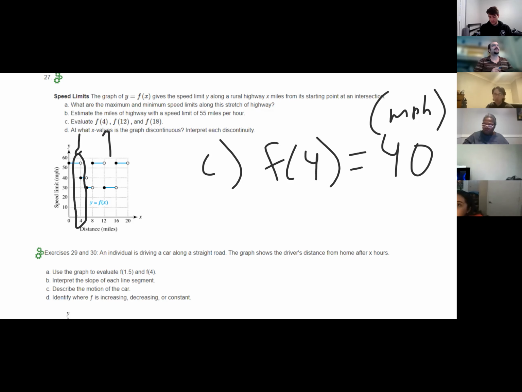So it looks like we have a 20-mile road or something here that's going on. And what is this telling me? Like 4 miles down the road, my speed limit is going to hit 40 miles an hour. I think this is the way speed limits work too, right? As soon as you hit that sign, it's that speed limit.